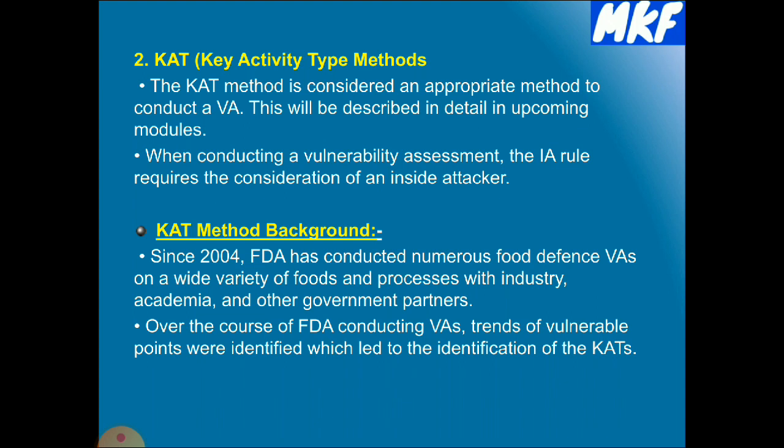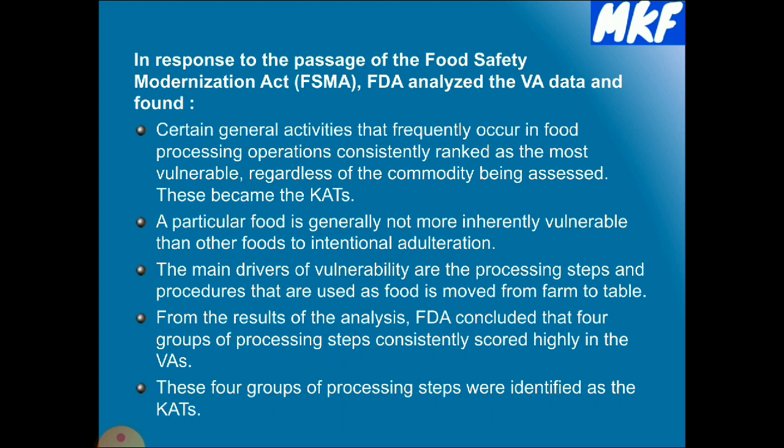This vulnerability assessment research forms the foundation of the FDA food defense program and informed the development of the intentional adulteration rule. Over the course of FDA conducting vulnerability assessments, trends and vulnerable points were identified, which led to the identification of the KAT method. Now, in response to the passage of the Food Safety Modernization Act, FDA analyzed the vulnerability assessment data and found certain general activities that frequently occur in food processing operations consistently ranked as the most vulnerable regardless of the commodity being assessed. These became the KAT.